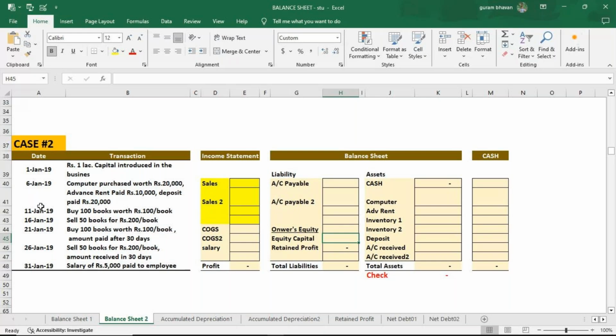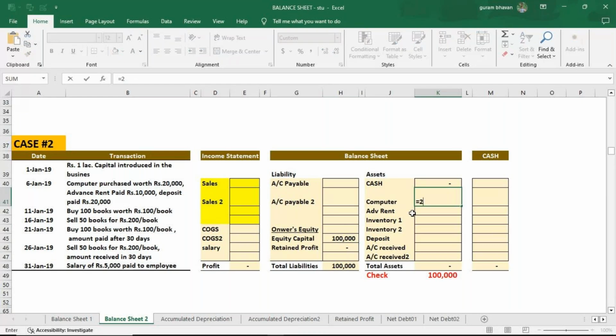Ma'am, in equity capital, we will put it. Very good. 1 lakh. And in cash, we will also put 1 lakh. Computer purchased worth rupees 20,000. Ma'am, in the computer section. Yes, very good.